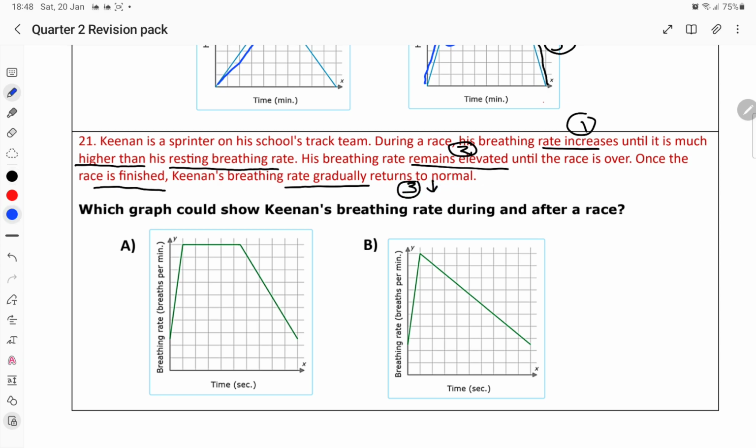So take care. First, number 1, it increased. In both graphs, it's correct. Both of them increased. But which of them mentions remains elevated? Remains elevated means stayed high. So this is 2. And the last step is going back down again. So this is the correct answer because it has the part of remaining elevated.